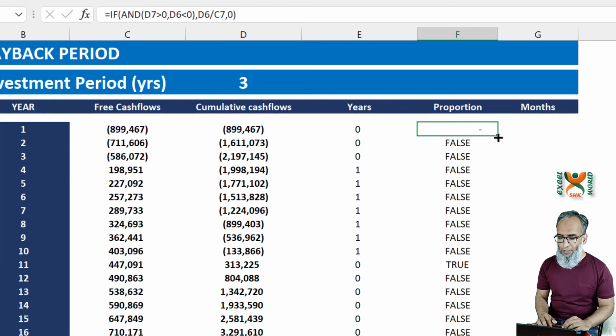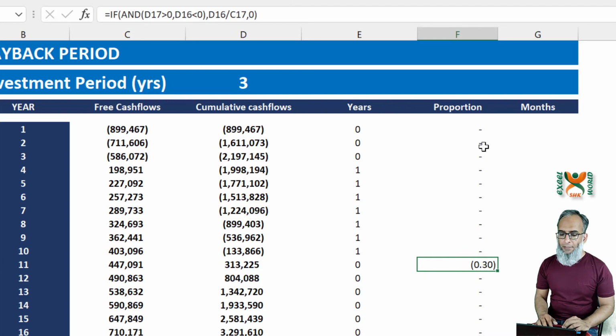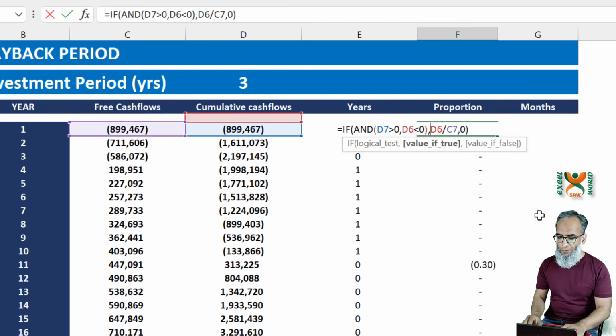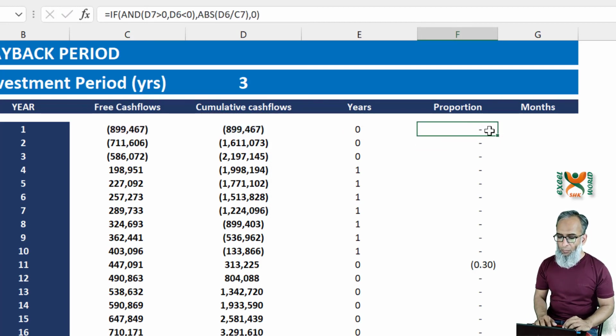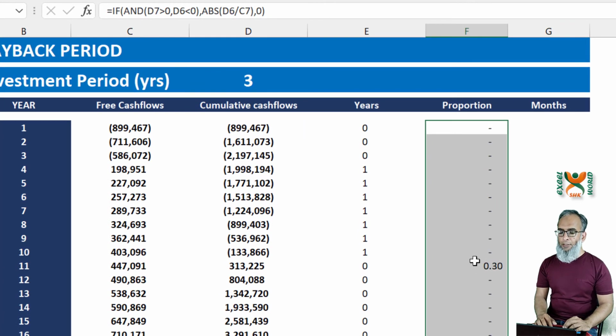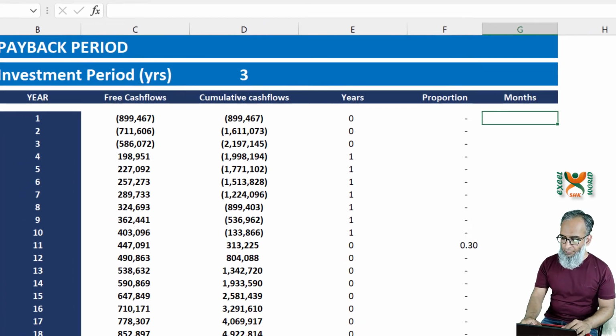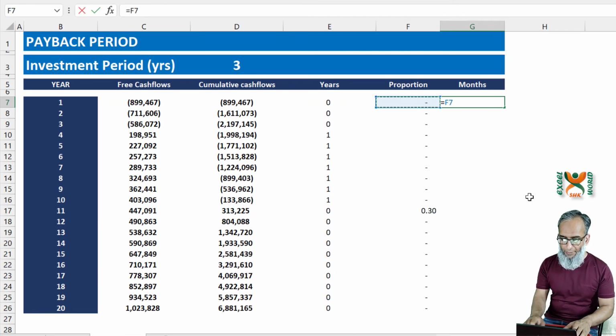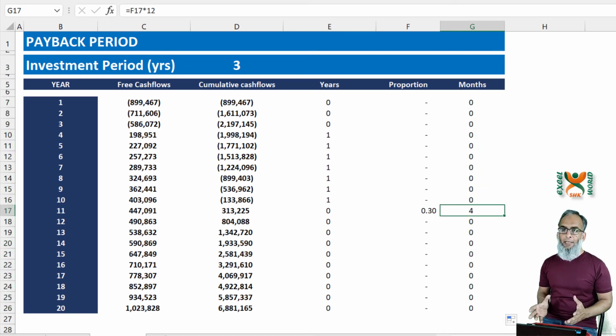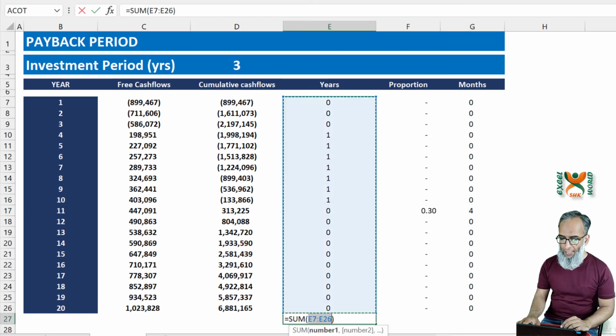And now we can copy it to the rest of the cells. So this is negative, we just have to make this absolute and bracket close. So now we can easily copy it to the rest of the cells. So 30% of 1 year tenure or duration is also to be included in the payback period. So the months will be easily calculated now. We just have to multiply this with 12 and copy it to the rest of the cells. So approximately it's 4 months more in the 11th year, and now we can easily add up all of these.